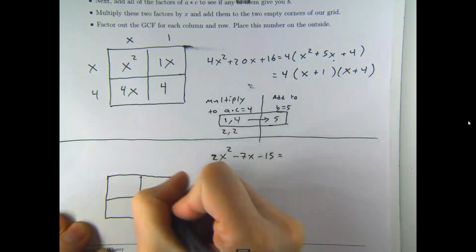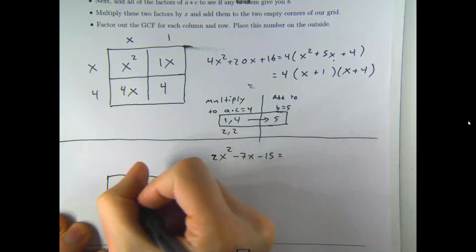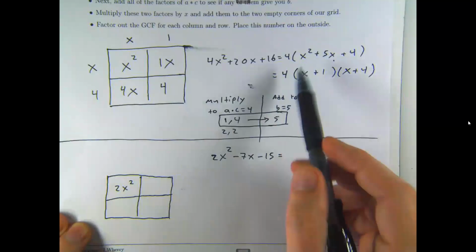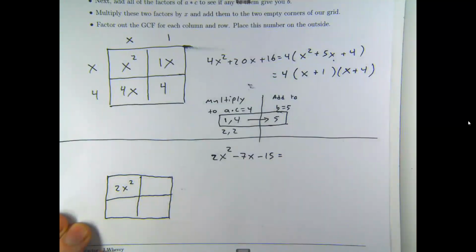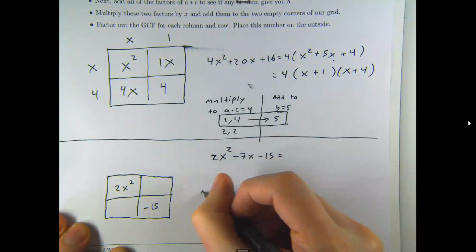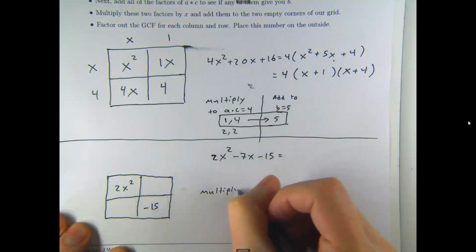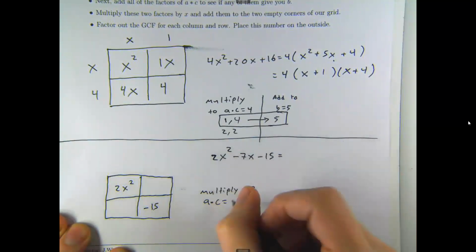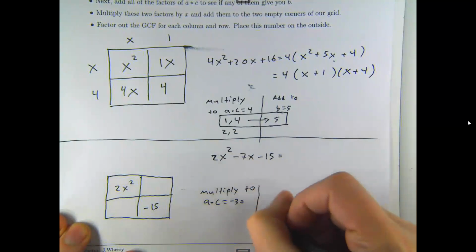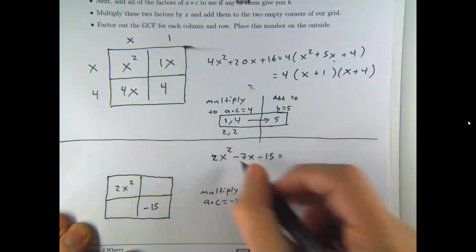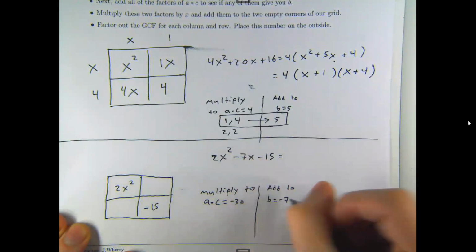So I'm going to put this 2x squared term right in that top left corner from the start. There's nothing in common that I can pull out like this nice 4. In the bottom right, I'm going to put my constant term, negative 15. And I'm going to look for things that multiply to my a times my c. 2 times negative 15 is negative 30. And I want it to add to the middle number. My middle number is negative 7.